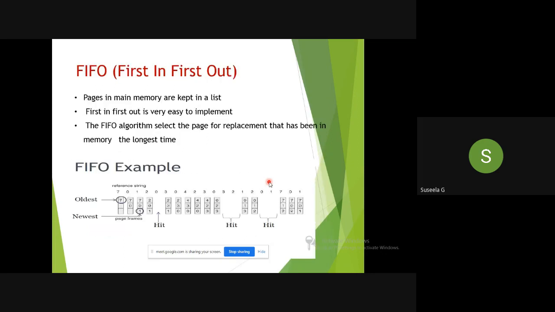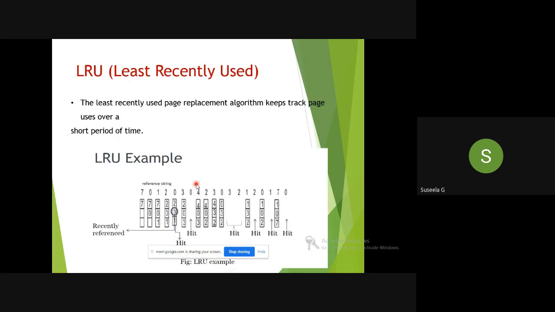Okay, in FIFO, I'm not using any history. I'm just telling you whoever came first, please move out first. That kind of algorithm is FIFO. And now I have to worry about whether a page is recently used, then don't disturb it. The least recently used keeps track of page use over a short period of time. Understand here carefully. So you have the same three frames, or three blocks. 7 0 1.